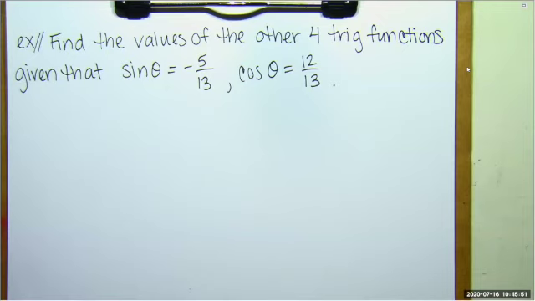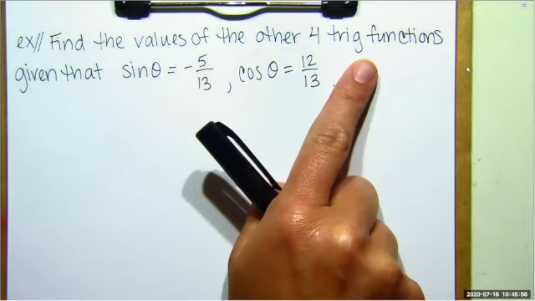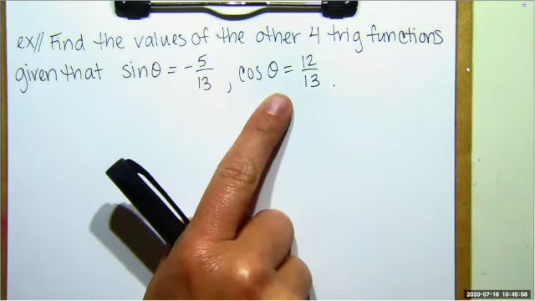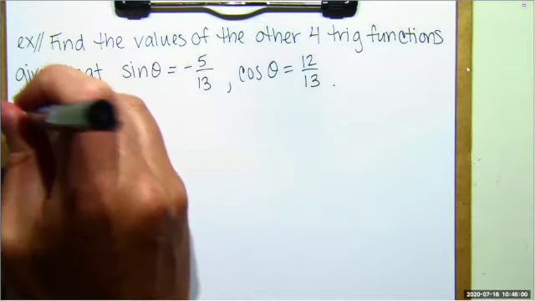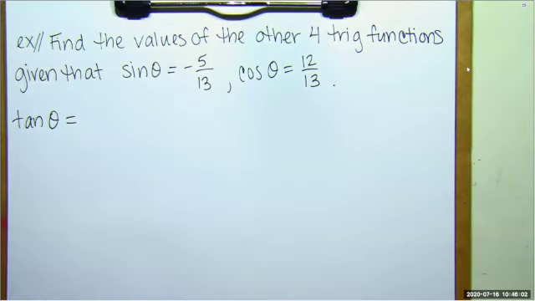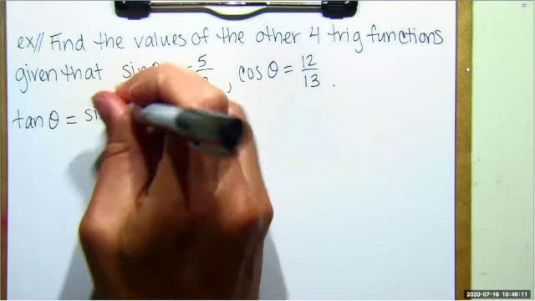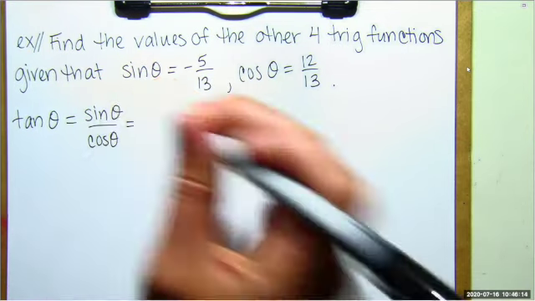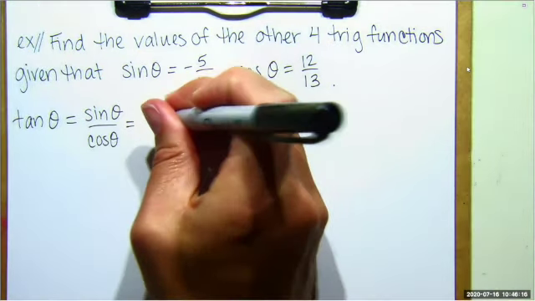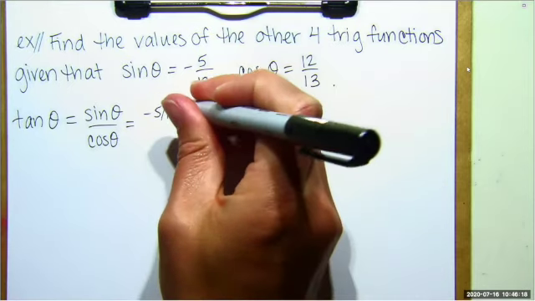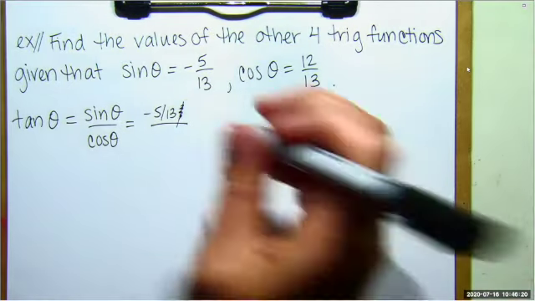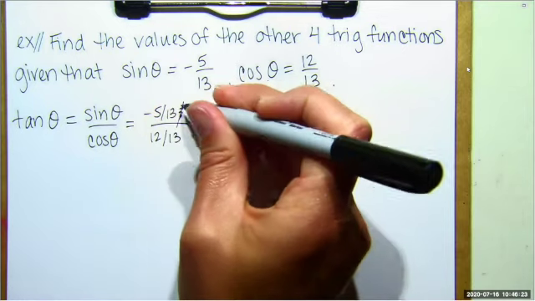First, let's do the algebraic method. So algebraic meaning using formulas. So we're asked to find the other 4 trig functions. So we have sine and cosine. Let's find tangent. So we just figured out in the quotient identity section that tangent is equal to what over what? Sine over cosine. Okay, so tangent's equal to sine of theta over cosine theta. So we have sine of theta, which is -5/13, over cosine of theta, which is 12/13.